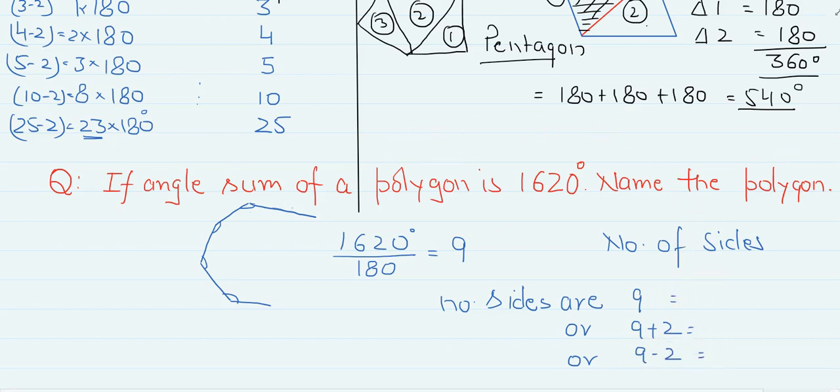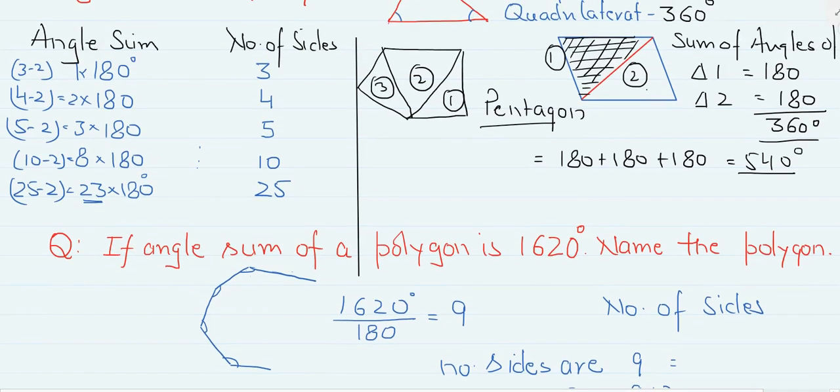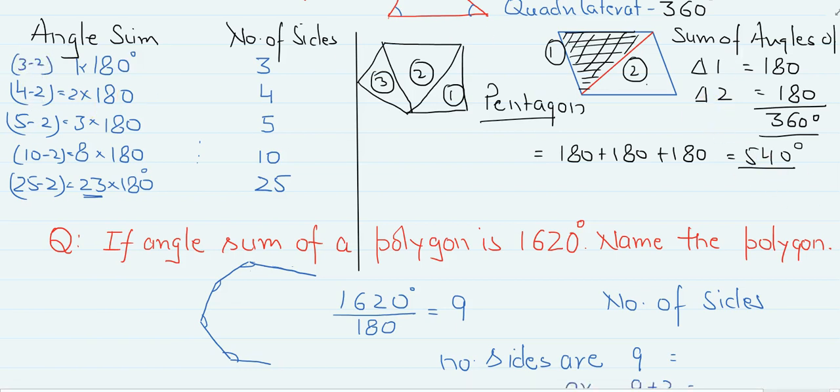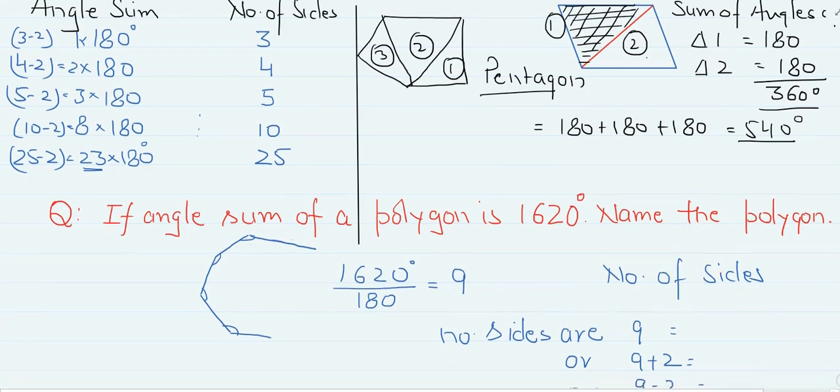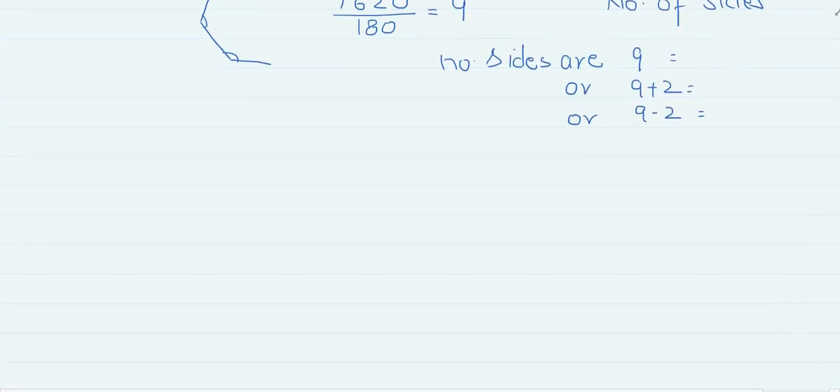The reason I'm asking is that if the number of sides were 3, we were having angle sum 180 degrees. We were subtracting 2 from 3. So in this question, we have divided it by 180 and we have got 9 as answer. So are the number of sides 9, or the number of sides 11, or the number of sides 7? Think over it.